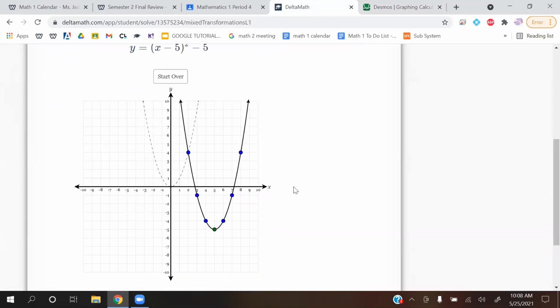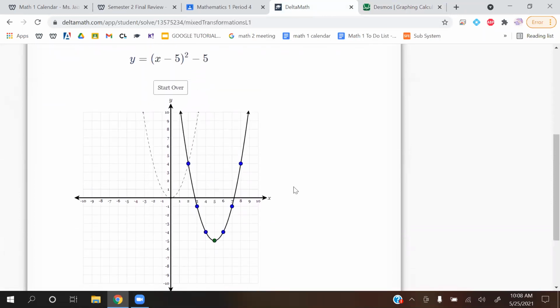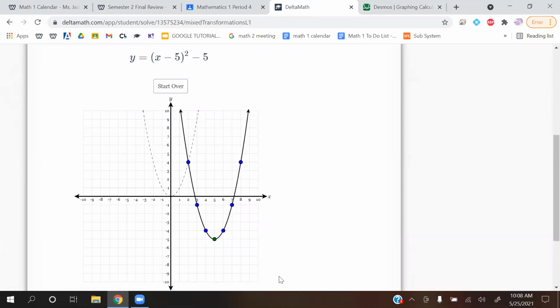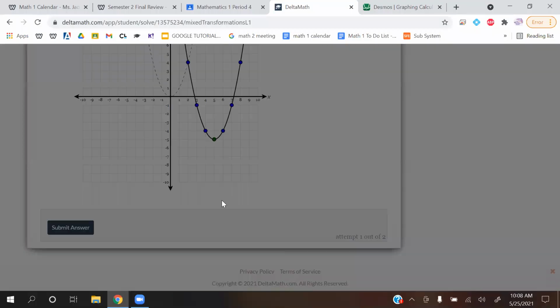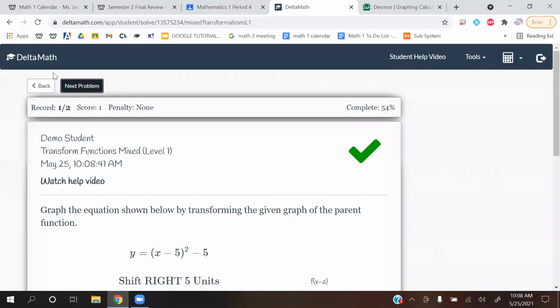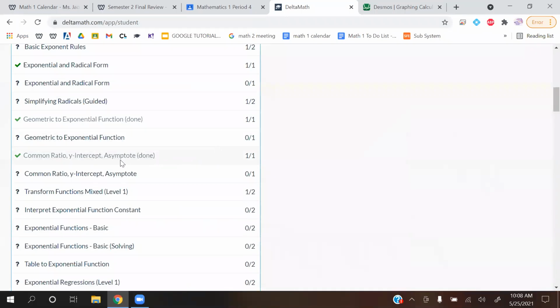Are there any questions on this one? I guess I should show the equation. Any questions on this one? And then where are we? Okay, interpret exponential function constant.